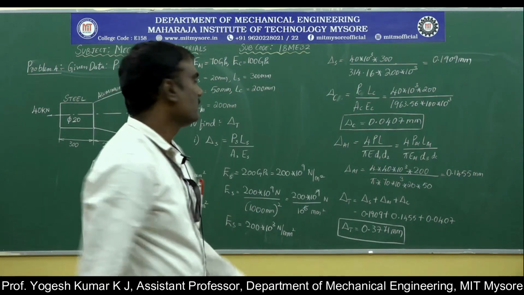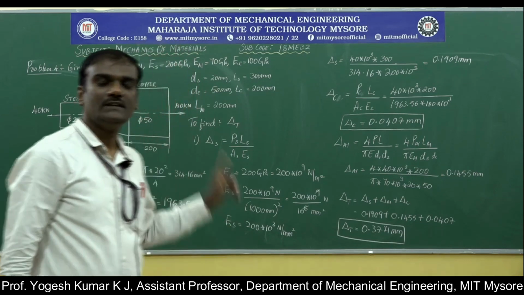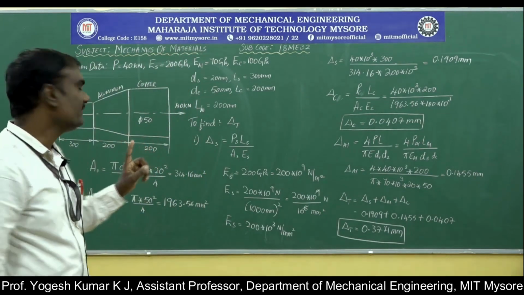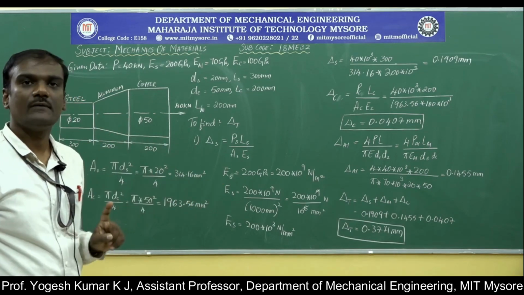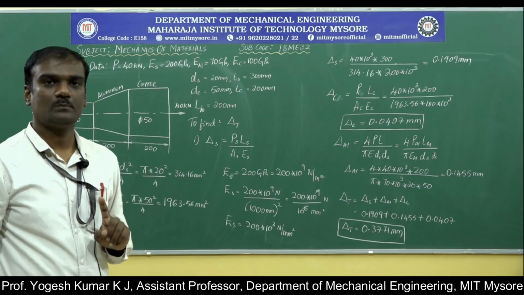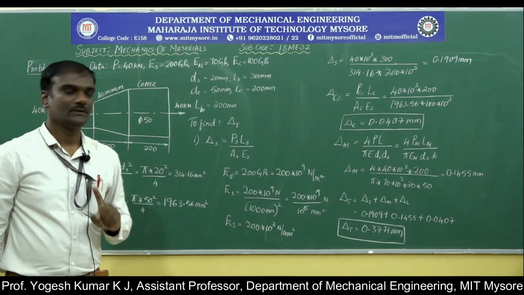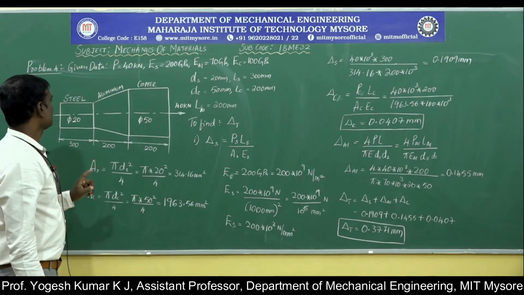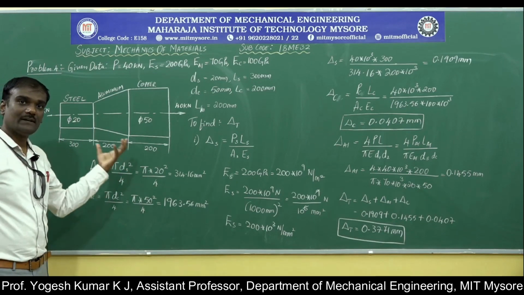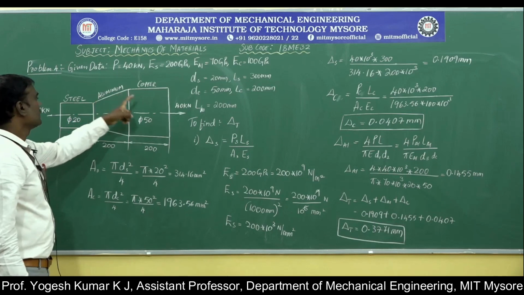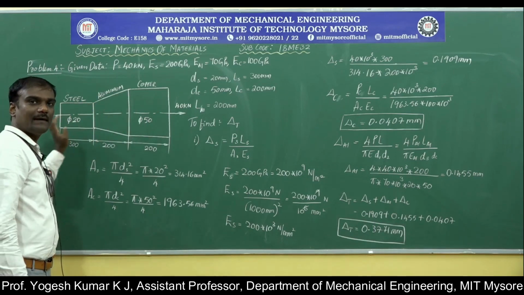That means for a load of 40 kilonewton, this cross section, which has both uniform as well as taper sections, will show a total extension of 0.37 millimeters. In further classes we will see problems where the member will be subjected to different loads, with different combinations of sections and different loads.